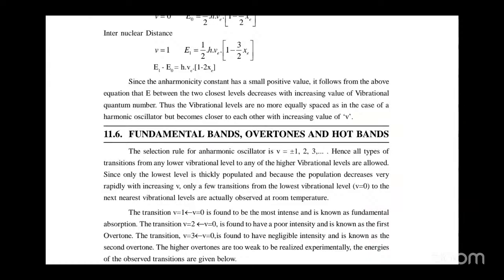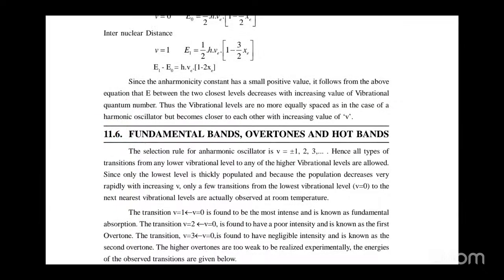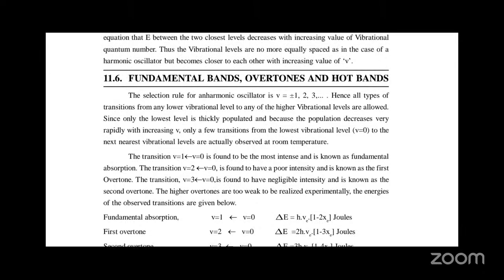And in IR spectra, very important terminologies are involved. The transitions involved are the fundamental bands, overtone bands, and hot bands. So these are very, very important terminologies. What are the fundamental bands? How do you get these fundamental bands? The fundamental bands are where the transition is allowed from V naught to V1, and then it appears as a band, that is, a signal.